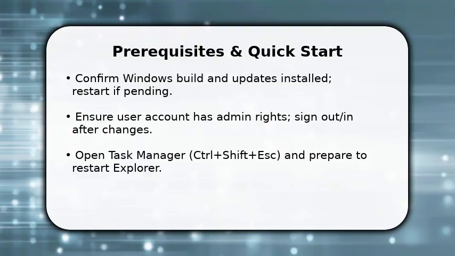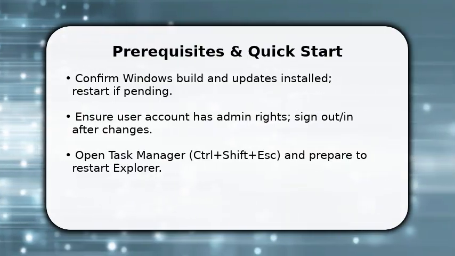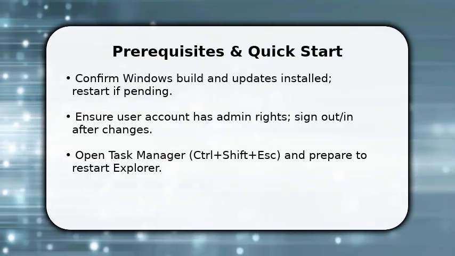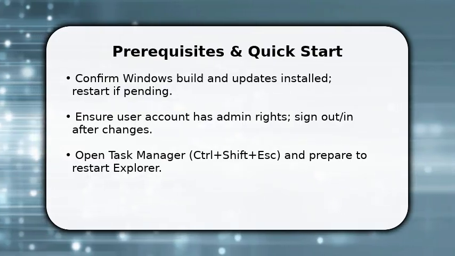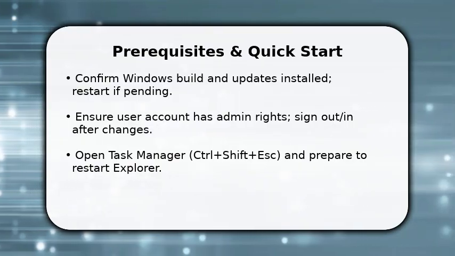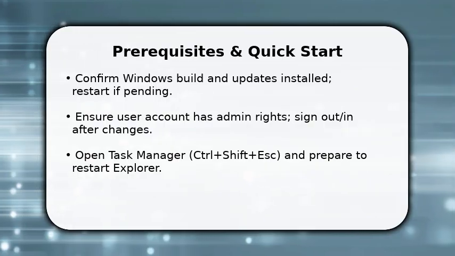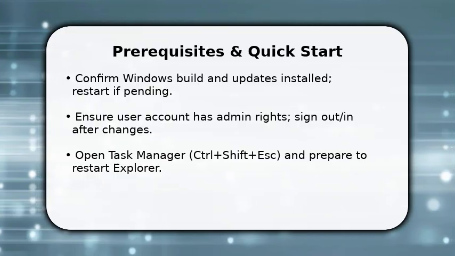You begin by confirming prerequisites. Check Windows updates and make sure your account has admin rights. Once done, save work because you'll restart Explorer. Open Task Manager with Ctrl+Shift+S, select Processes, find Windows Explorer and click Restart. This step refreshes the shell and often returns missing icons.